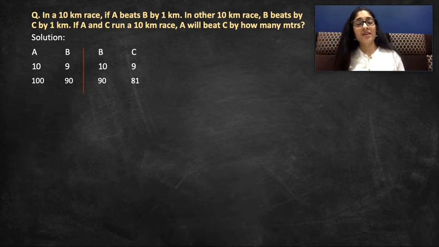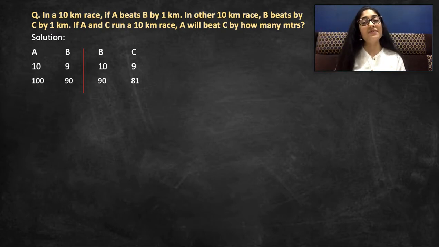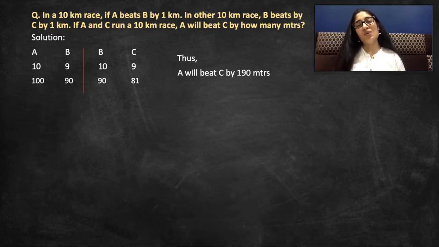Now let's compare A and C directly. When A covers 100, C covers 81. So for a 10 kilometers race, I can say that when A covers 10, C must be covering 8.1 kilometers, which means A will beat C by 190 meters.